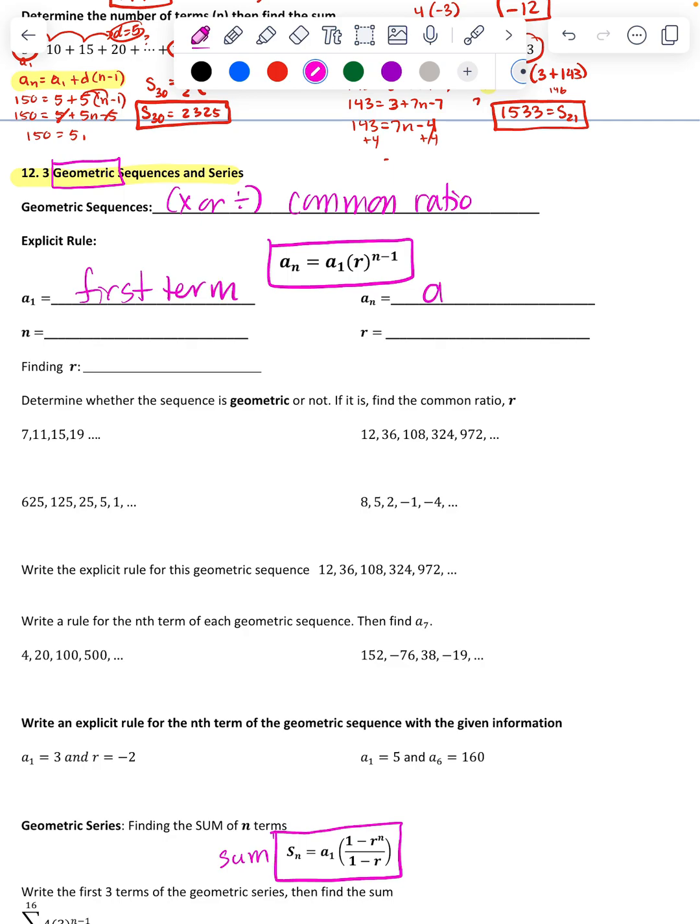A1 is going to be your first term like it was yesterday. A sub n is going to be any future term like it was yesterday. N is going to be the number of terms in your list. And then R is going to be the new thing, and it's going to be your common ratio. What are you multiplying or dividing by to go from term to term?